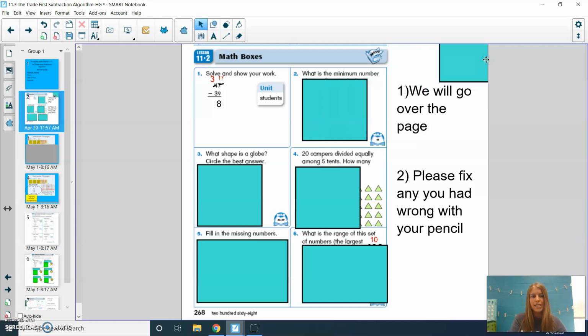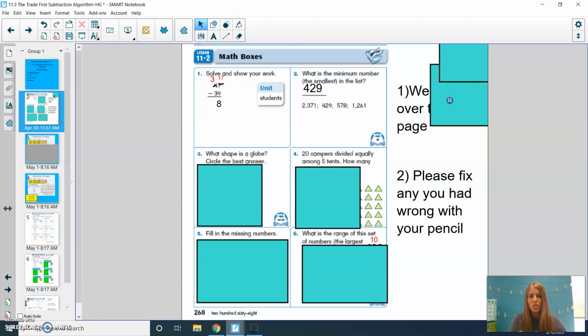If we have 47 minus 39, notice how I needed to borrow from the 4. So I changed my 4 to a 3. Now this 7 becomes a 17. Now I can subtract 17 minus 9, which equals 8.